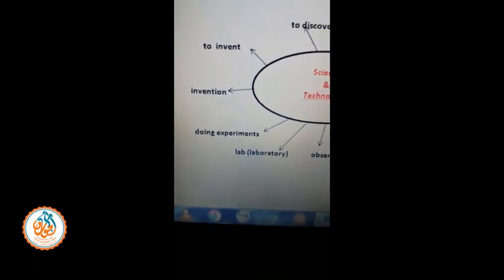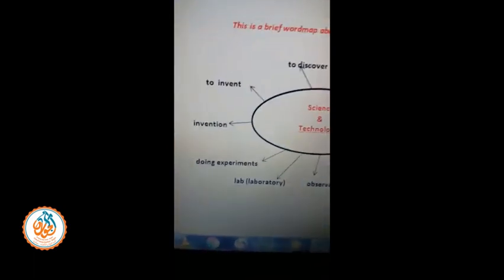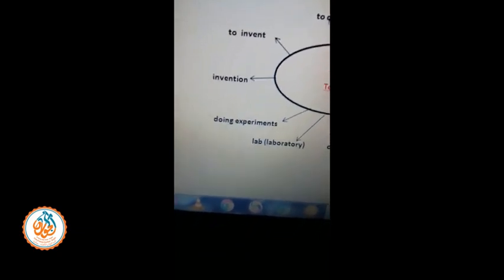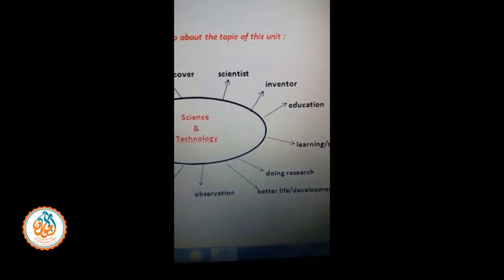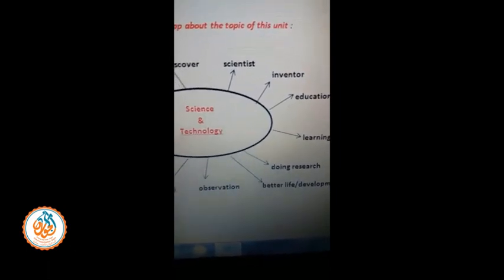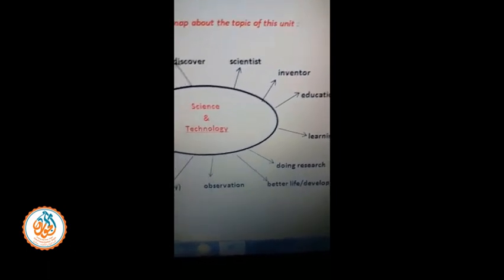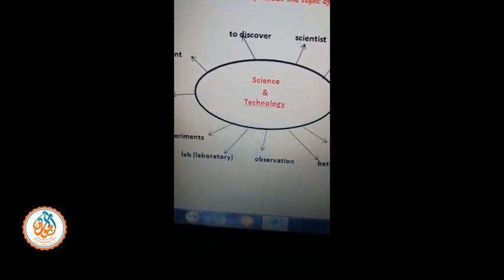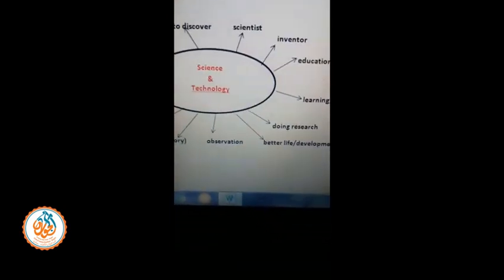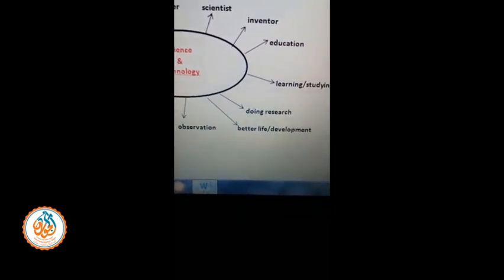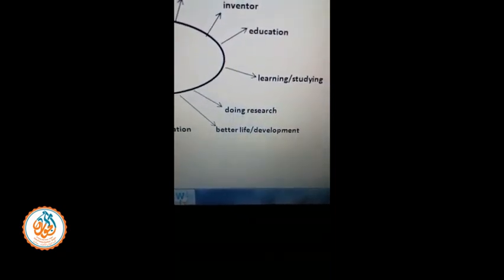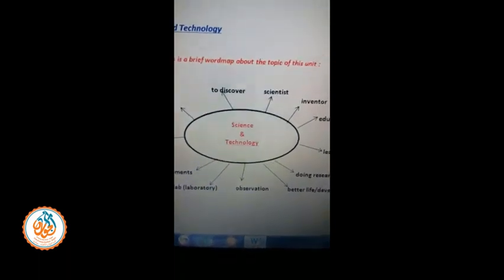They do this to discover or to invent new things or new inventions. So they become inventors. People who invent new things are called inventors. All these things, of course, are the cause, or they give a result, which is development of society, which is better life for all people. This is, if you want, a brief word map about the topic of science and technology.